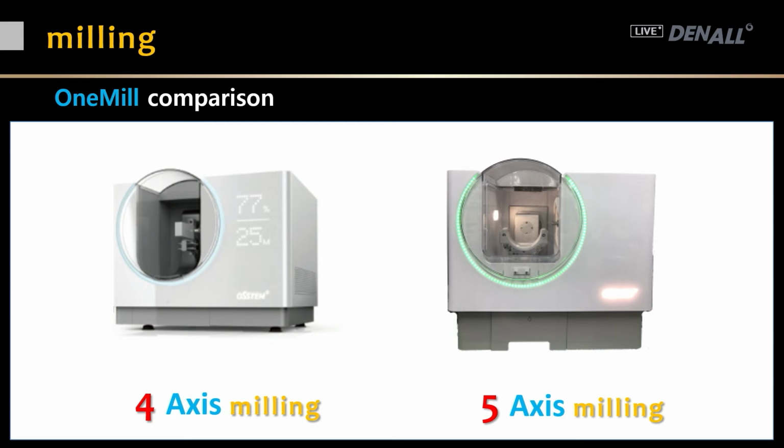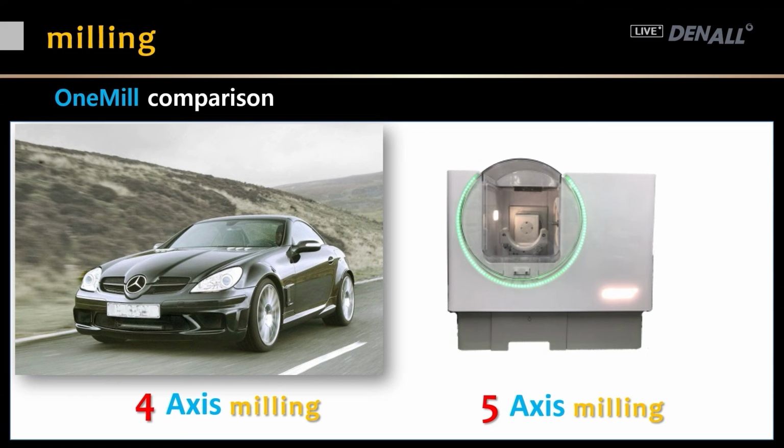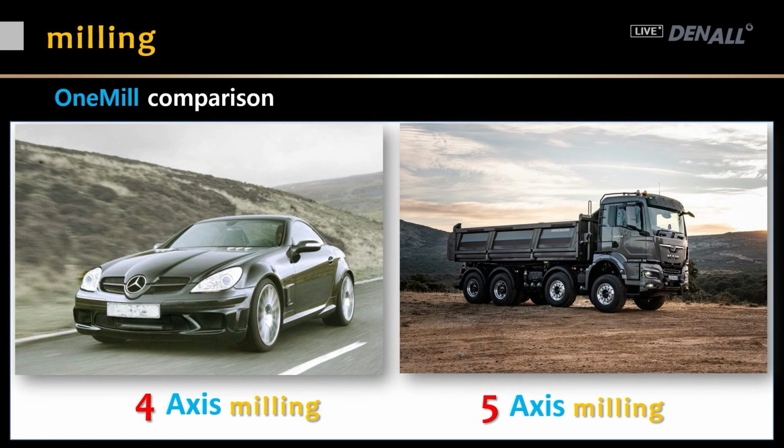They look similar. 4-axis milling is like a sports car. 2 people can be in it, and it can run very fast. Ceramic can be made very beautifully: Emax, feldspathic porcelain, or laminate. Very beautiful output and very fast. 5-axis milling unit is a very robust truck. A lot of materials can be loaded. It can work in very harsh environments.